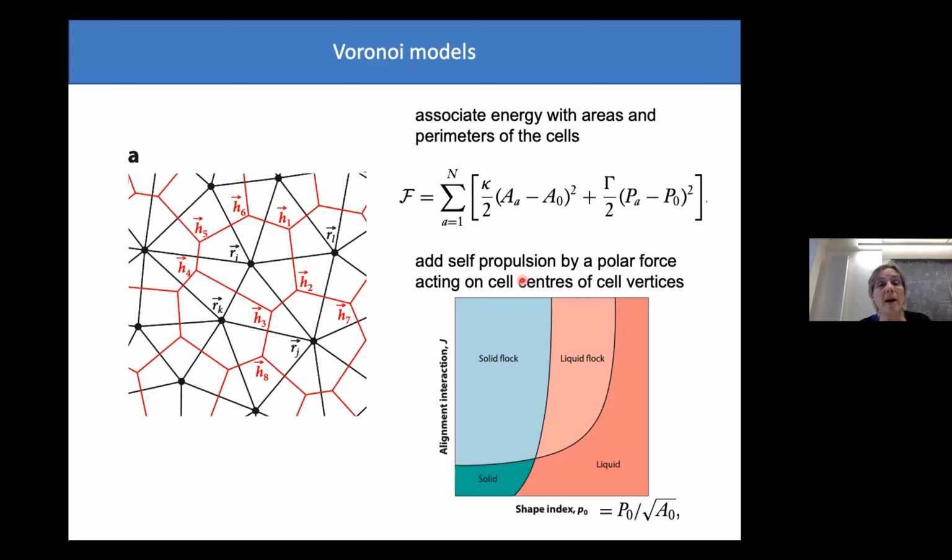And then if you want to make them active, you can add some sort of self-propulsion by a polar force, which can act on the black dots or perhaps on the cell vertices. And even this simple model has been very useful. In particular, it predicts a phase diagram looking pretty much like this, which gives a transition between a glass-like state where the cells don't move around much and a liquid-like state where they start moving around much more.